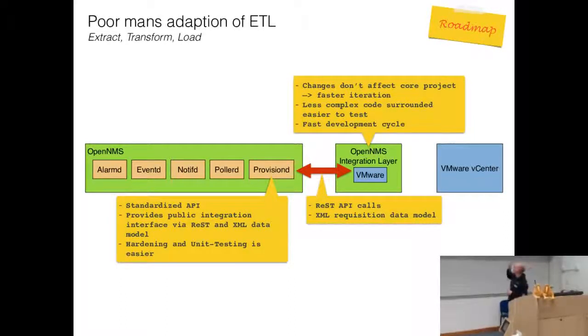And on the integration layer, we are not depending on other release cycles from other parts of the core. So the integration is just one Ruby file or just one Java file. You can quickly iterate over the code. If you have changes in the vCenter environment, like vCenter 6 comes along, which does other crazy stuff, then you can just throw in a new Java library, and you just update this small integration piece, and you don't have to deal with the whole OpenNMS code base. Okay.